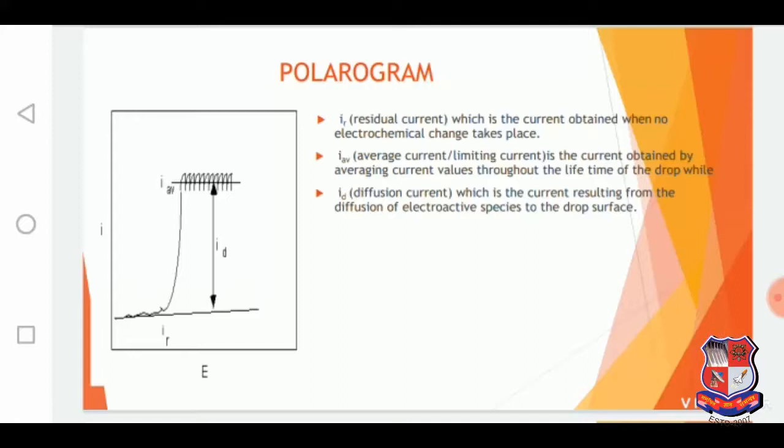IAV is the average limiting current, which is the current obtained by averaging current values throughout the lifetime of the drop. And ID is the diffusion current, which is the current resulting from the diffusion of an electroactive species through the drop surface, which is usual because electroactive species like metal ions are present at the drop surface.